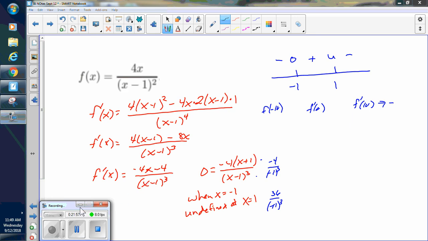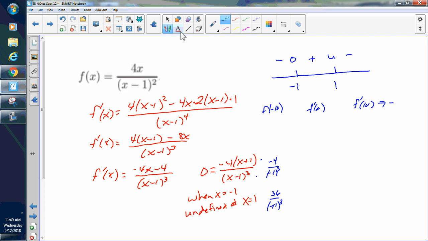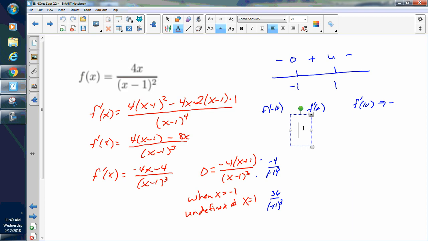Okay, I'm not sure what's happening, but I think maybe the pen has lost its power. So let's finish off with some good old typing.